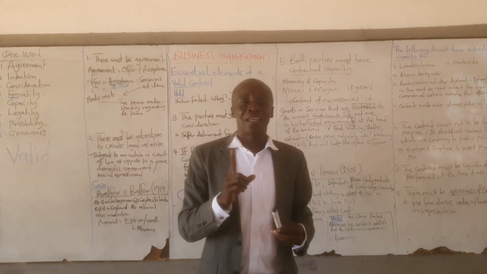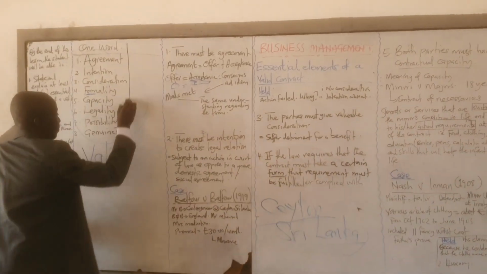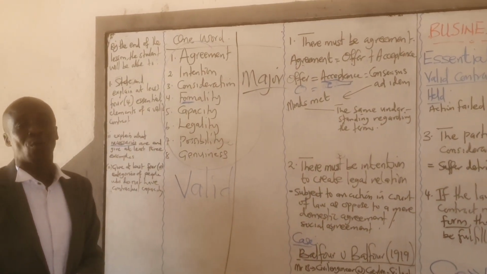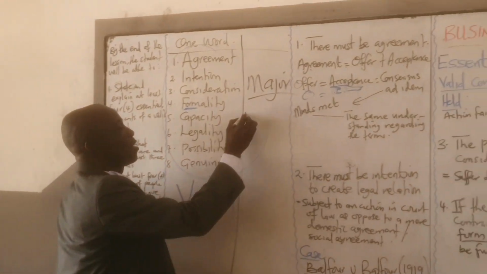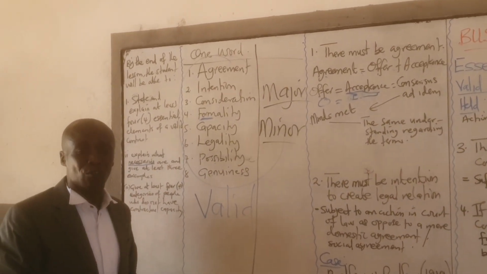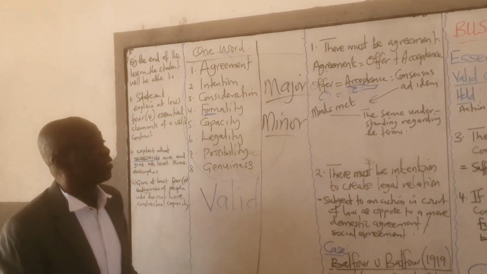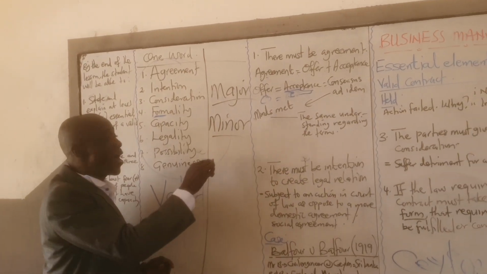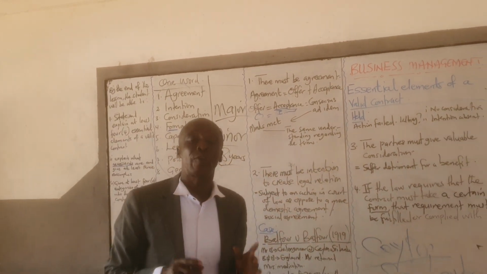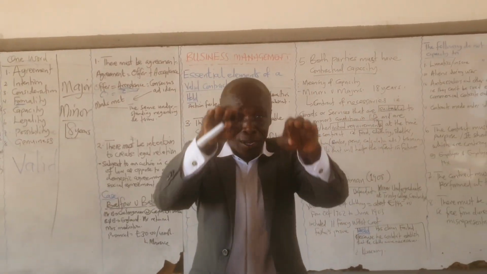Now, in Ghana, if you are a major, then you have contractual capacity. If you are a minor, you do not have contractual capacity. So who is a minor? In Ghana, if you are below 18 years, you are considered as a minor. So a major would then be 18 and above, and a minor below 18.